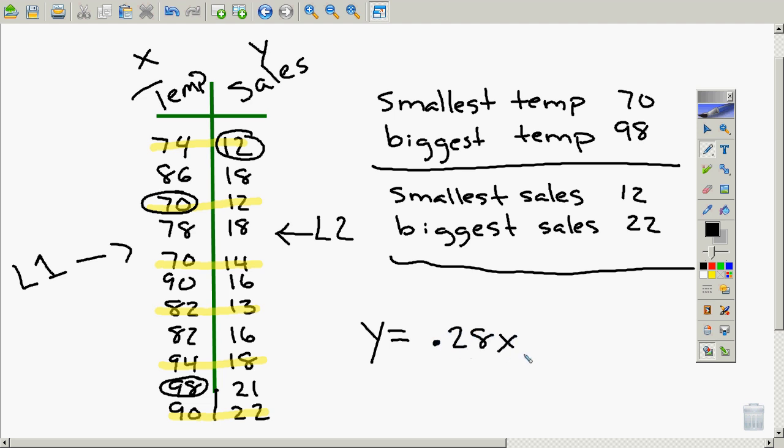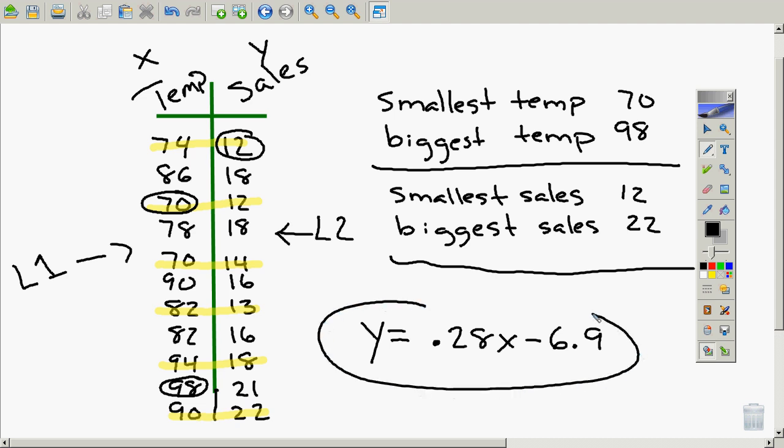0.28x minus 6.9. Hopefully you can see why I rounded to 0.28. I think you had a 0.279, which rounds to 0.28. I rounded to negative 6.9 for the same reason if you look at your regression. Okay, so there's our function.